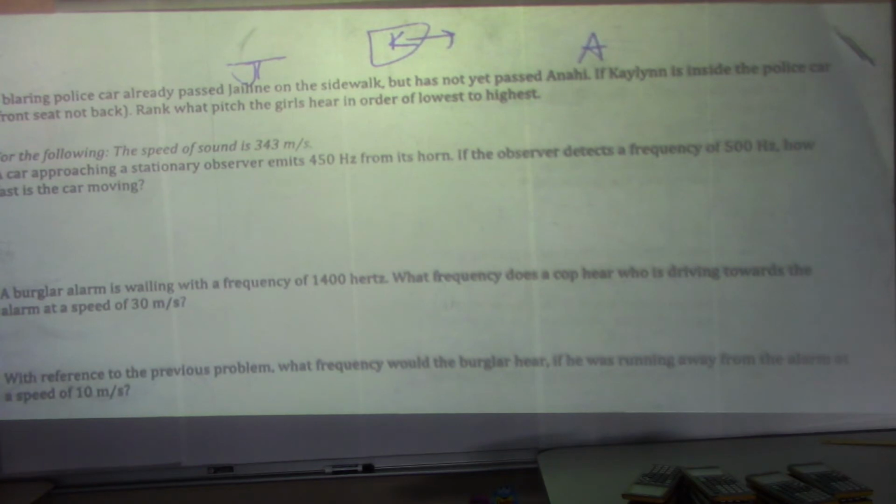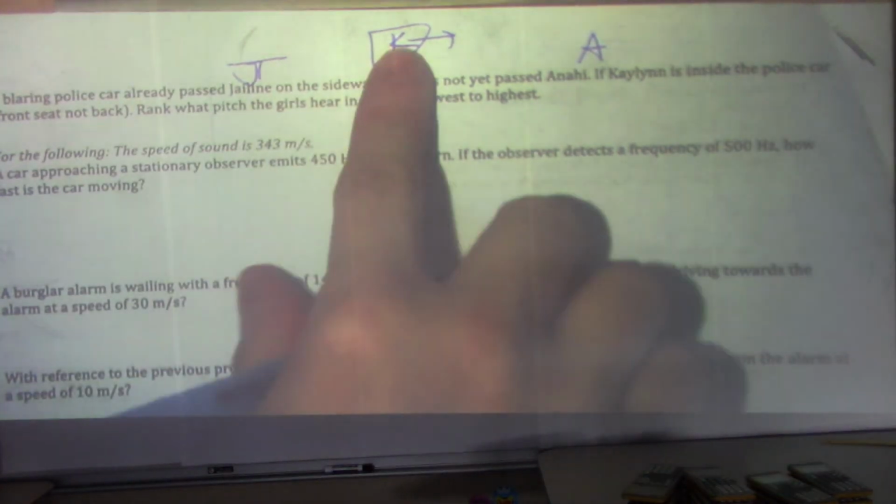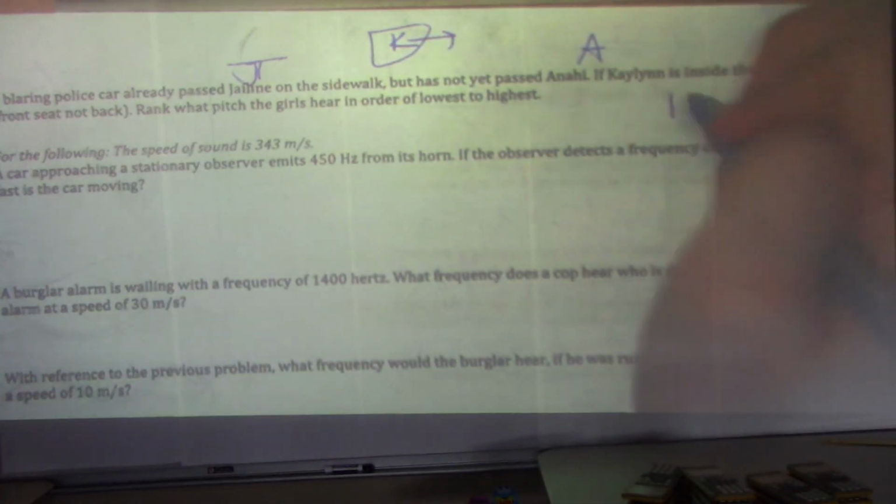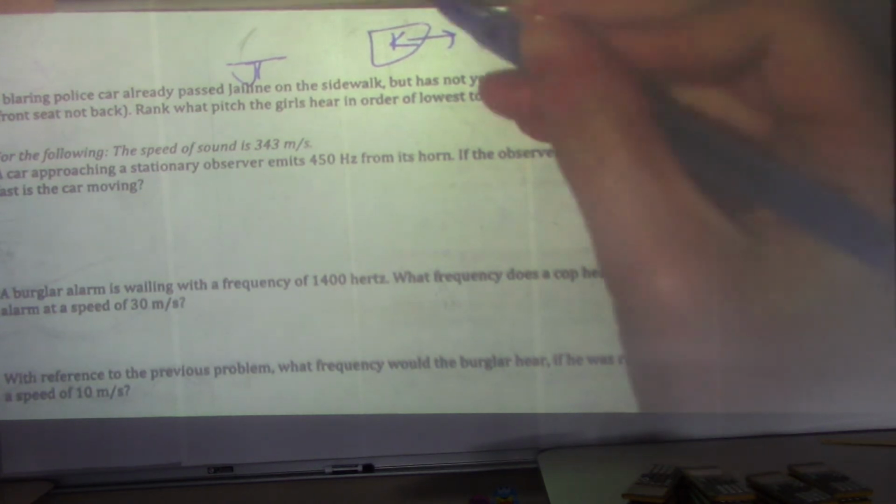Right, the police car has already passed Jaylene, but has not yet passed Anai, and Kaylin is inside the police car. Rank the pitch the girls hear from lowest to highest. So this is like your Doppler effect. Kaylin is going to hear a totally normal pitch because Kaylin is not going towards or away from the source, which is the police car.